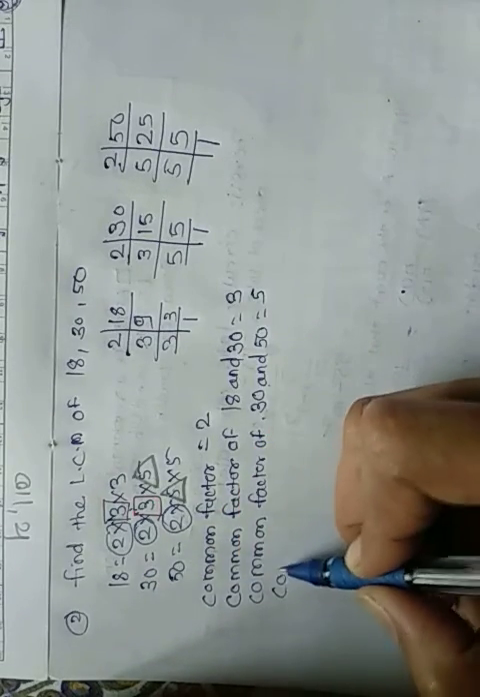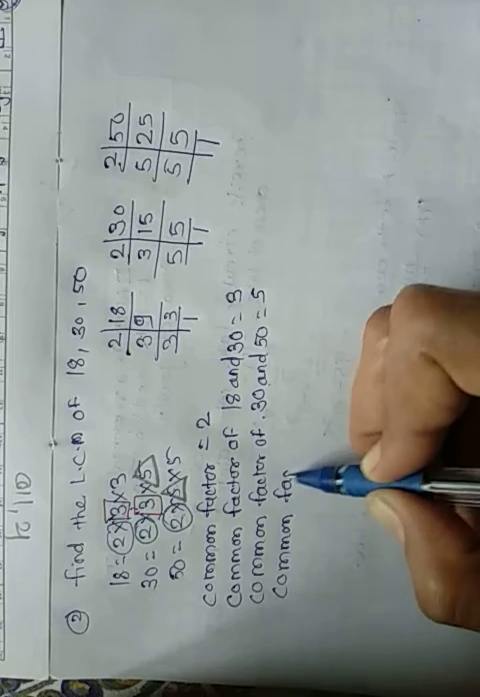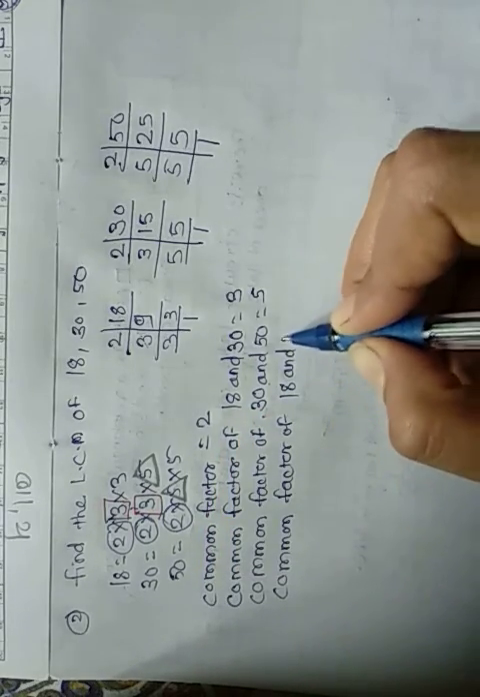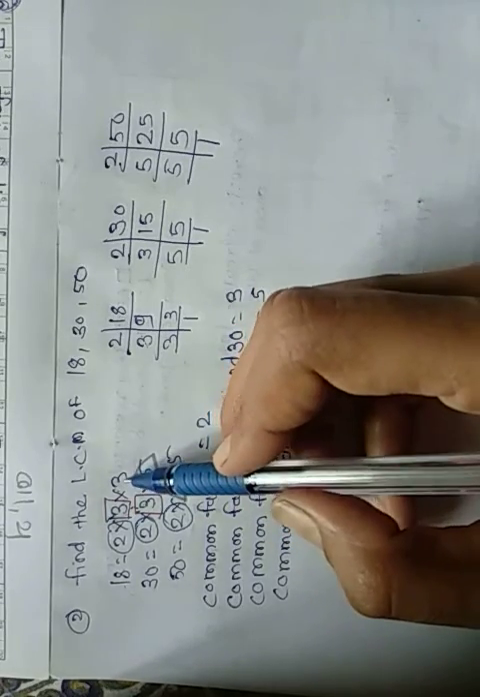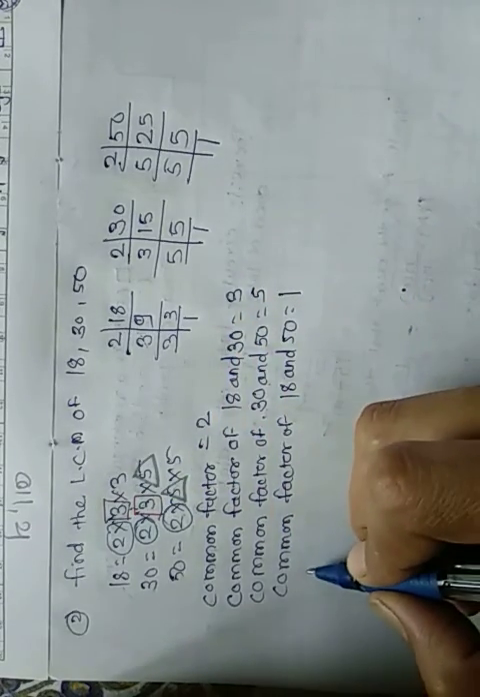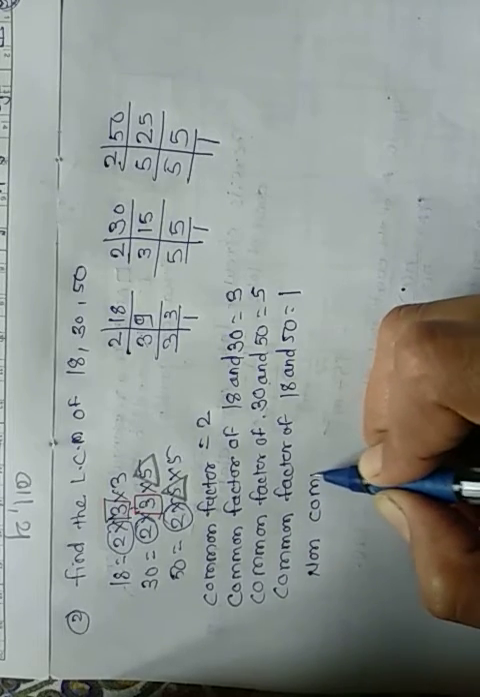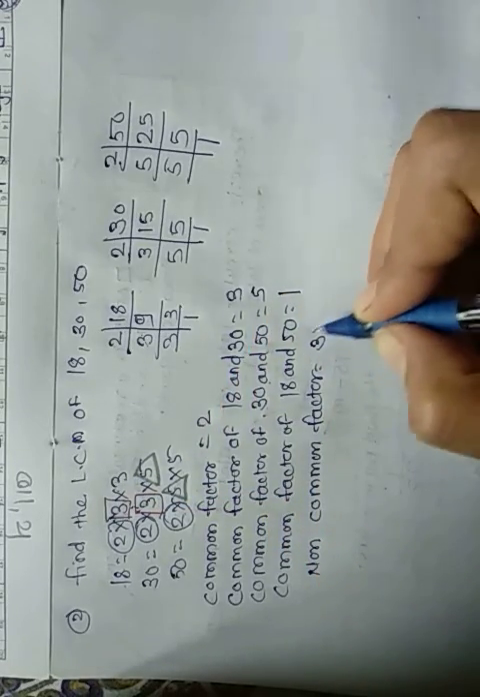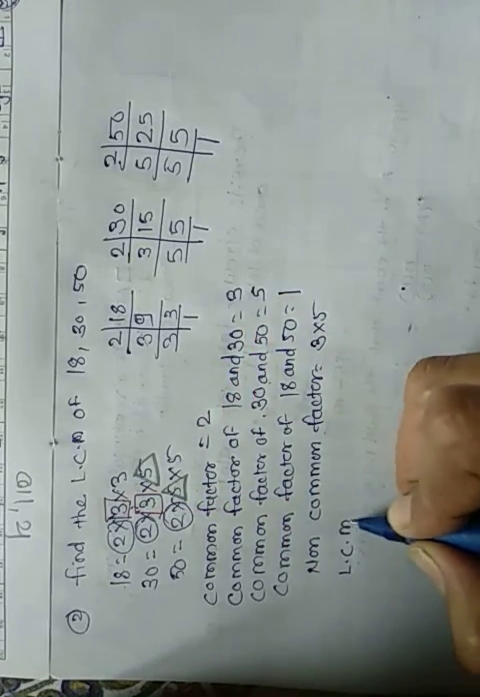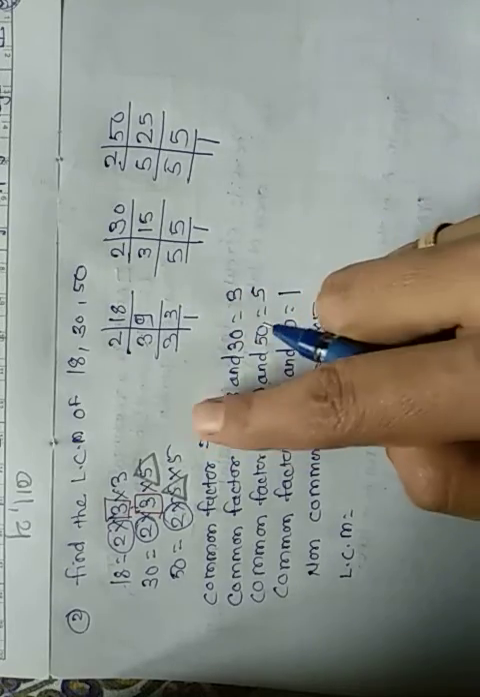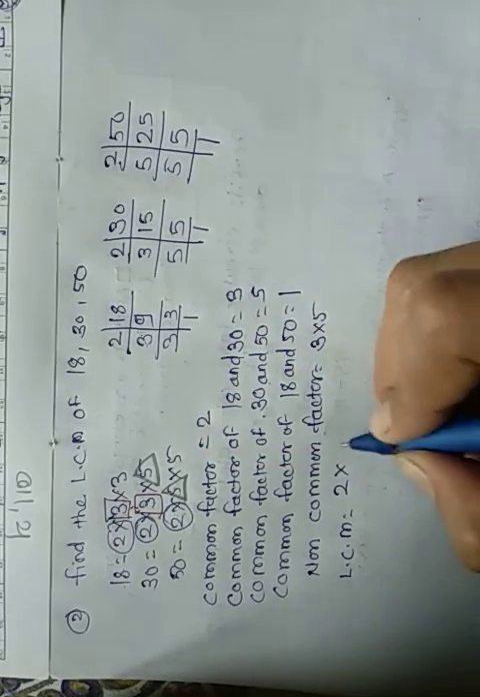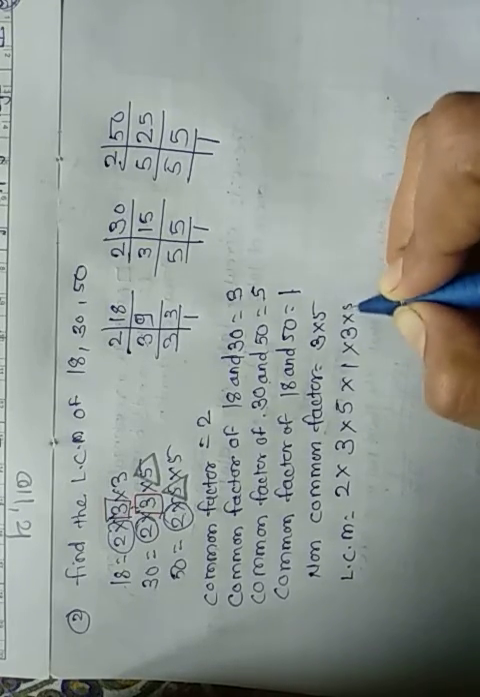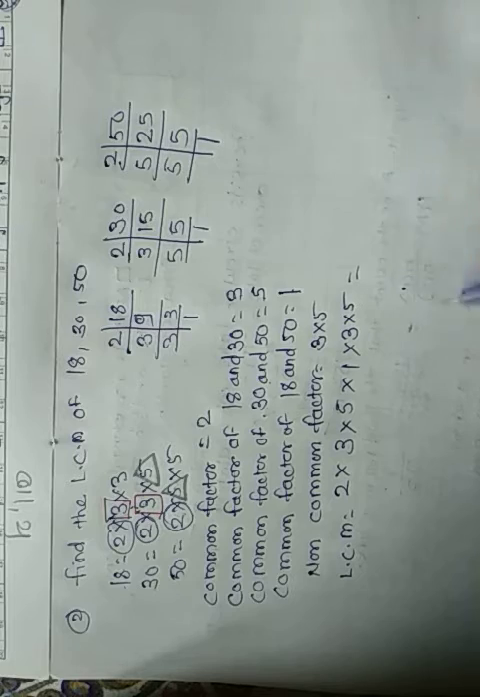Next, the common factors of 18 and 50. There is no common factor between 18 and 50, so this is a 1. Now, the non-common factors are 3 and 5. Write down here 3 and 5. Now LCM means the multiplication of all these numbers, that is 2 into 3 into 5 into 1 into 3 into 5.